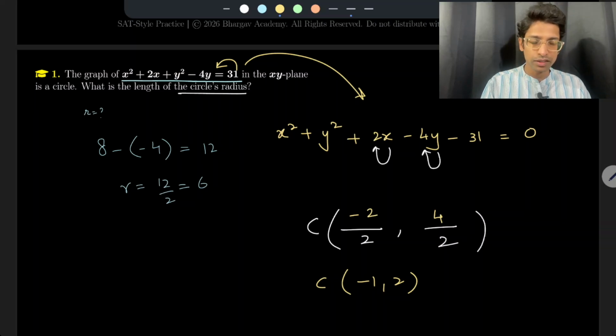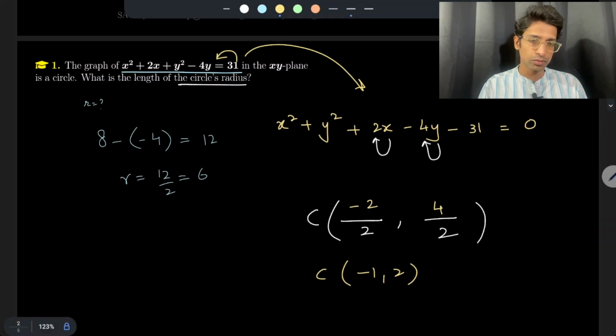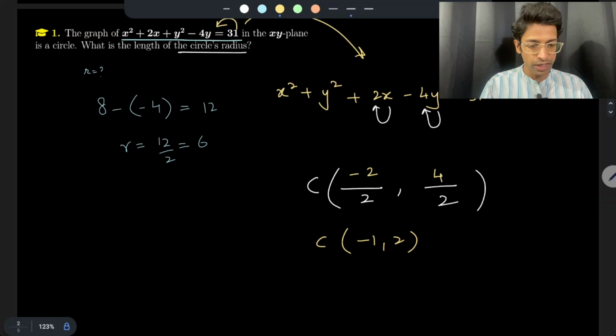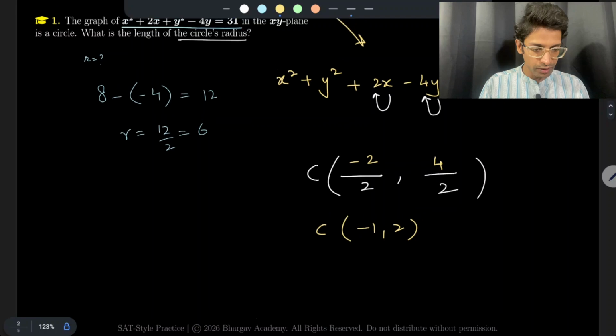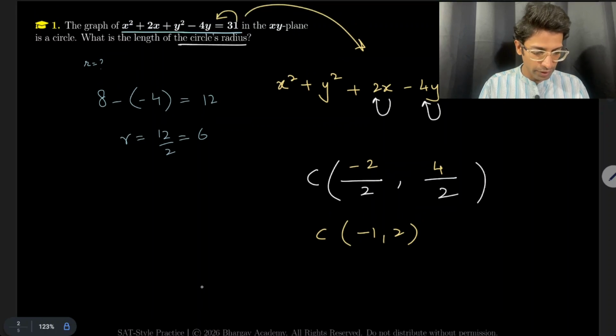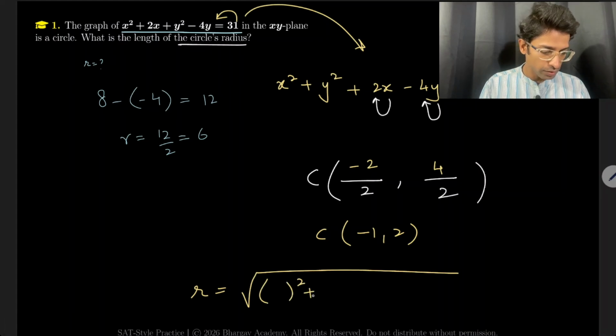That's the center of the circle. Suppose he has asked you to find the center of the circle, this is the fastest way to find it. Next, the question is actually the radius. To find the radius, all you need to do is write down like this. Radius is equal to something squared plus something squared minus something.